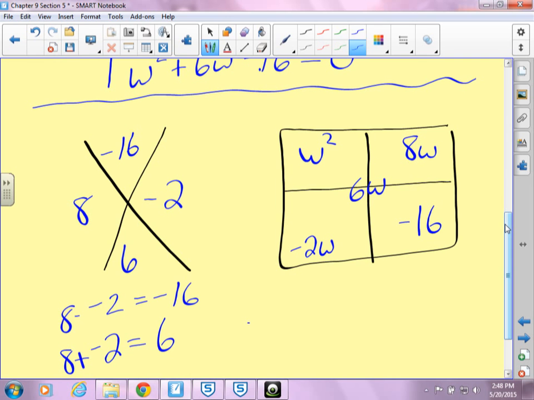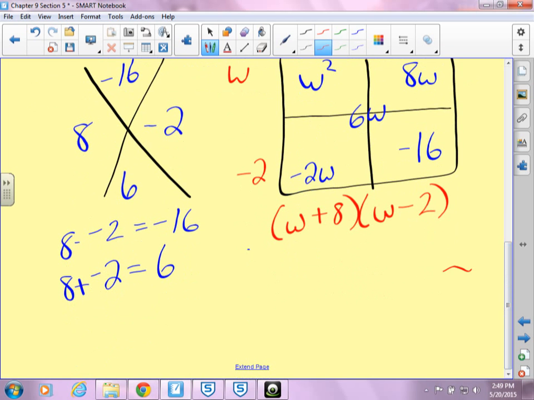All right, so now I've got to think to myself, how am I going to factor this? Well, what times what gives me W squared? It's W and W. W times what gives me 8W? That's 8. W times what gives me negative 2W? It's negative 2. And of course, negative 2 times 8 is negative 16. So my factors then would be W plus 8 and W minus 2. So I got my factoring done.